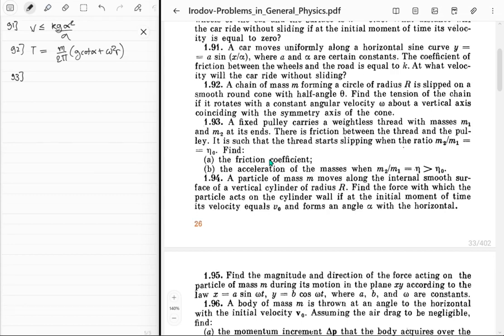A fixed pulley carries a weightless thread with masses m1 and m2 at its end. There is friction between the thread and the pulley. Okay, it's like this. Fine. Friction between the thread and the pulley. Oh, the pulley is not... Okay, this is different.